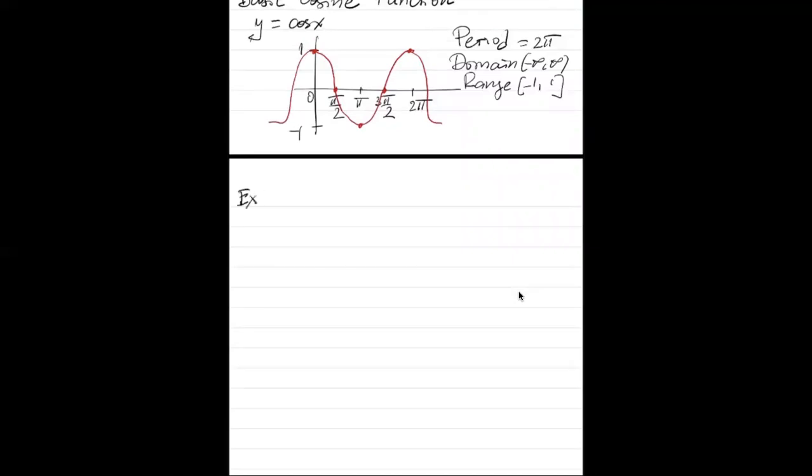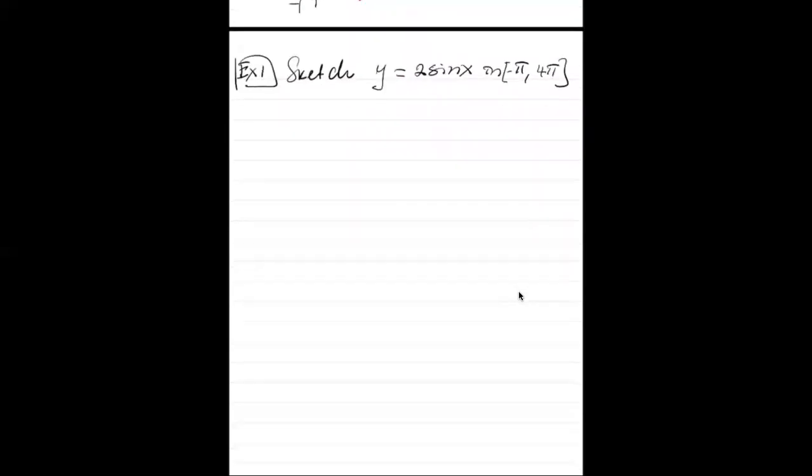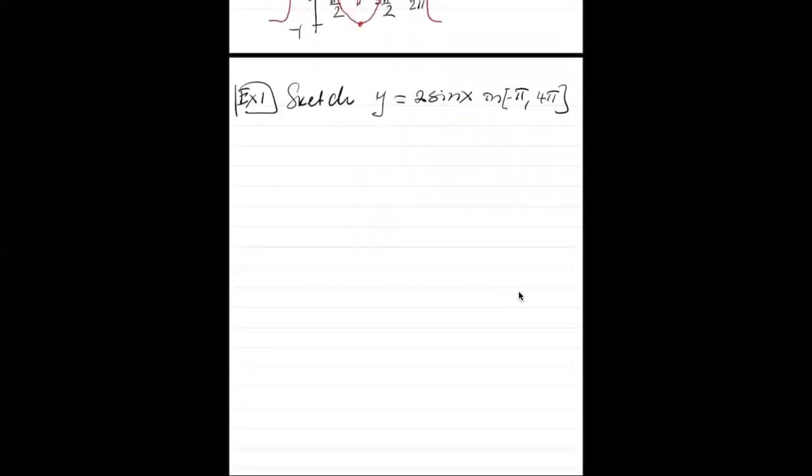So example 1, we're going to sketch the graph of y equals 2 sine of x in the interval from -pi to 4 pi. Before we proceed with the graphing, let's write the formula for a general sine function. That would be y equals a, which we call amplitude, sine of bx minus c, plus d.